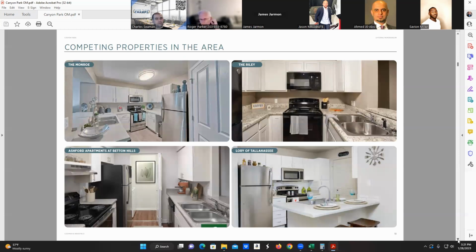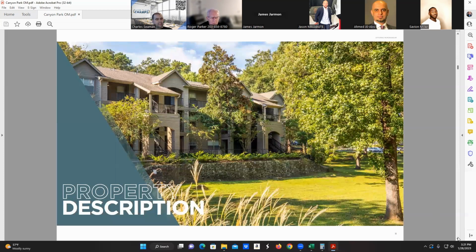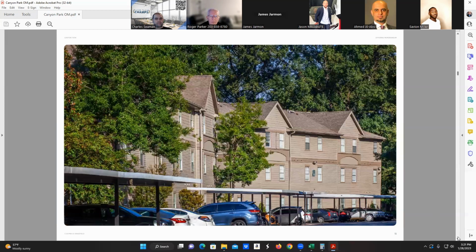Okay, so we get some photographs of some of the comps in the area. We can see that a lot of them do have similar layouts. At least 3 of them here do have stainless steel appliances. And some more information and photographs of the property.